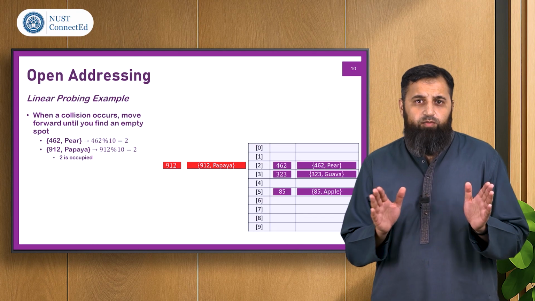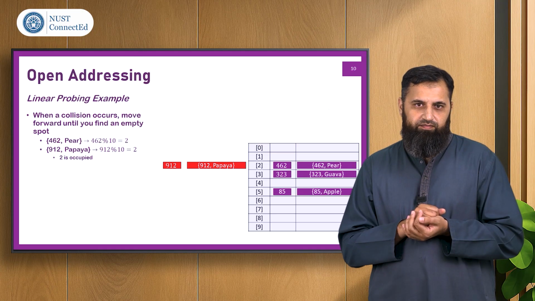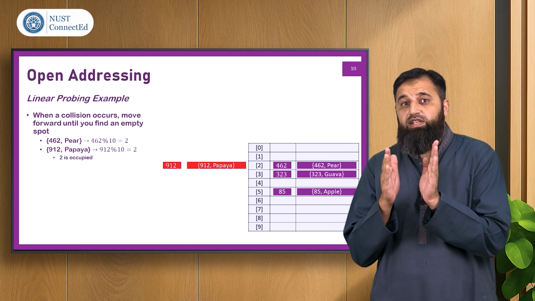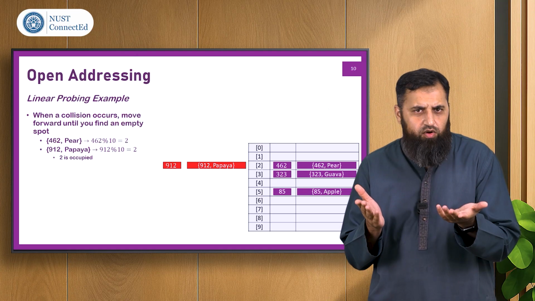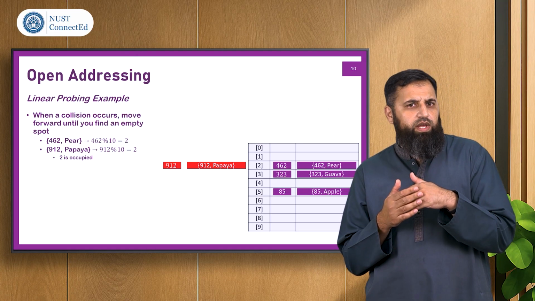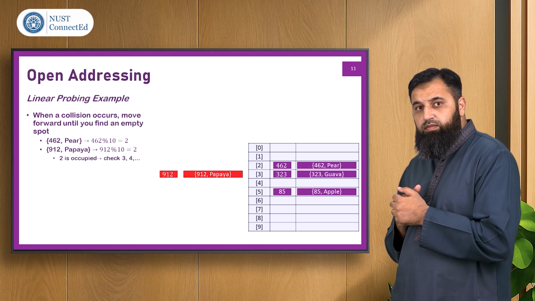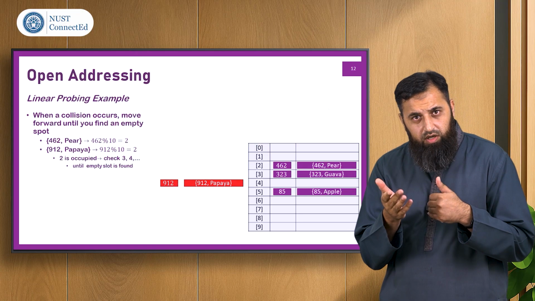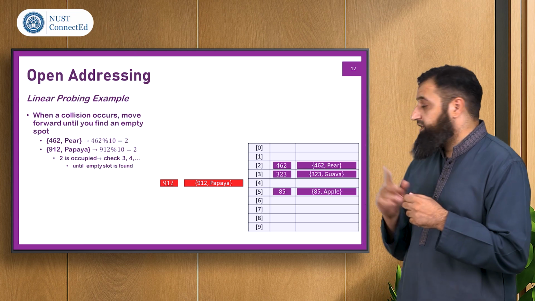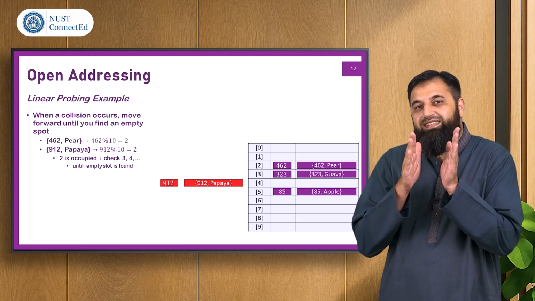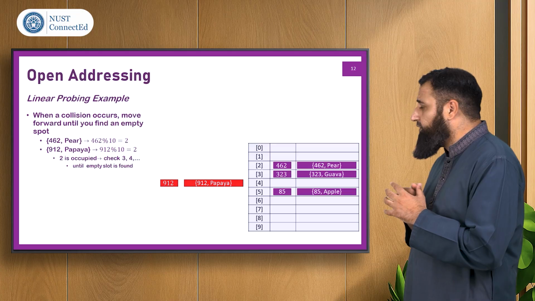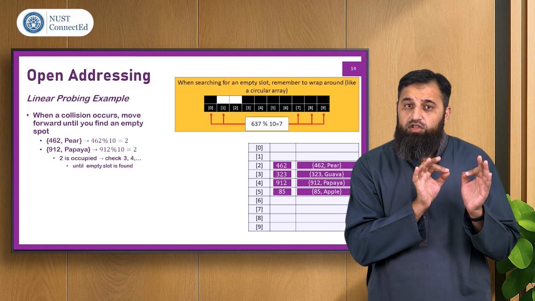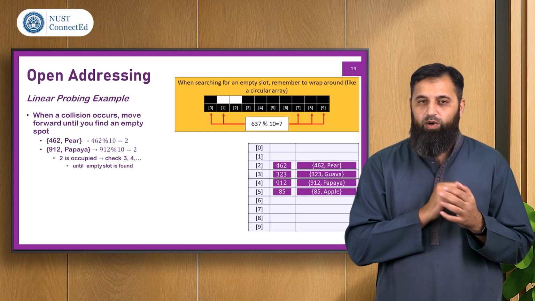Let's start with linear probing, an open addressing method. We go back to our fruit shop. Papaya's hash results in index 2, but pear is already there. Here's what we can do. Check the next slot, index 3, but guava is there. So we move to the next slot, index 4. Now this one is empty, so we simply insert papaya at index 4. Linear probing works by checking consecutive slots until we find a free one.